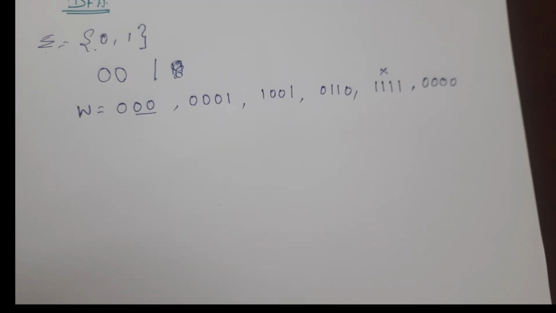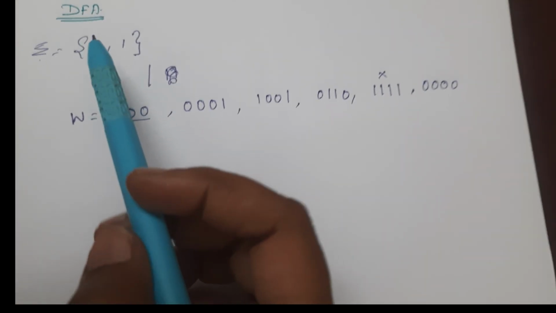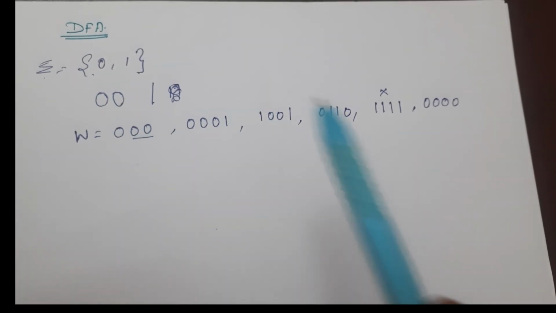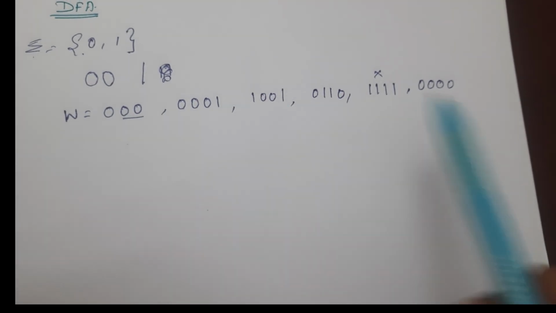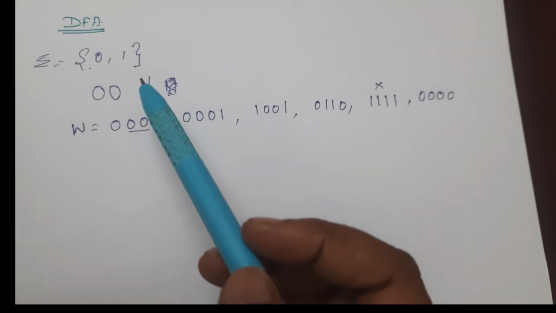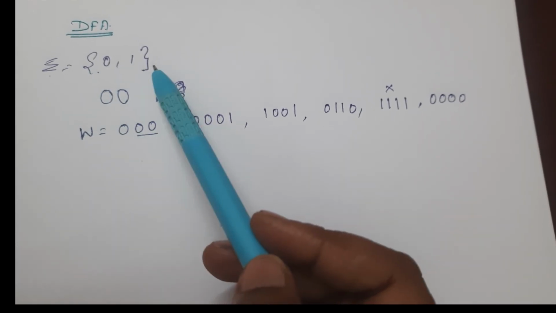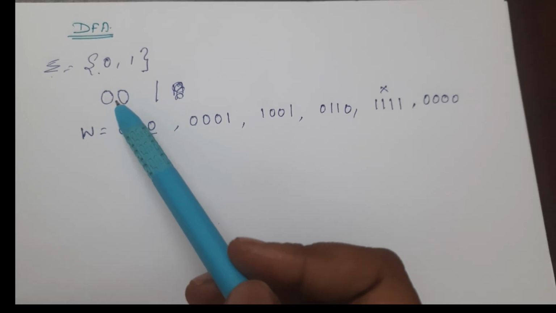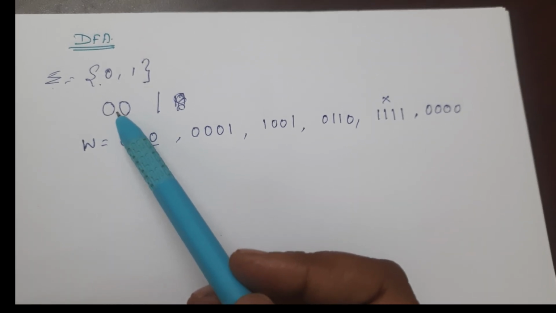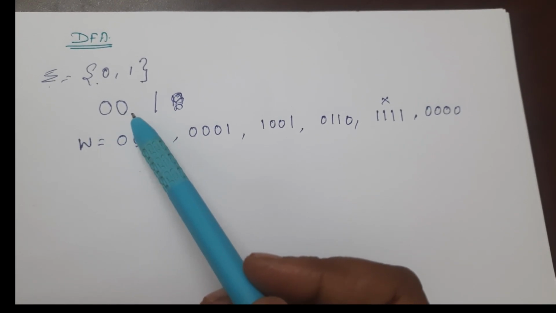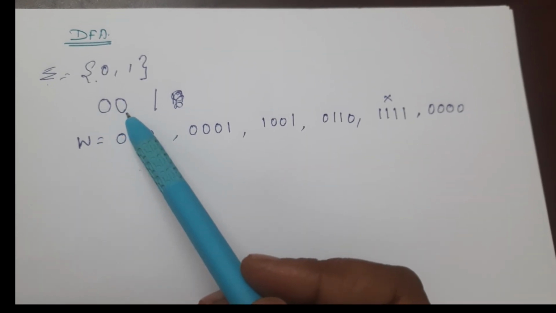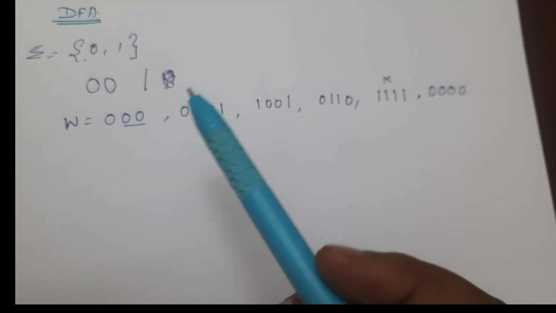Hi everyone, welcome back. Today we'll solve a problem in DFA, or we'll design a machine with DFA. The problem is that I have taken an alphabet 0 and 1, and I want to design a machine in such a way that it accepts strings containing two consecutive zeros.